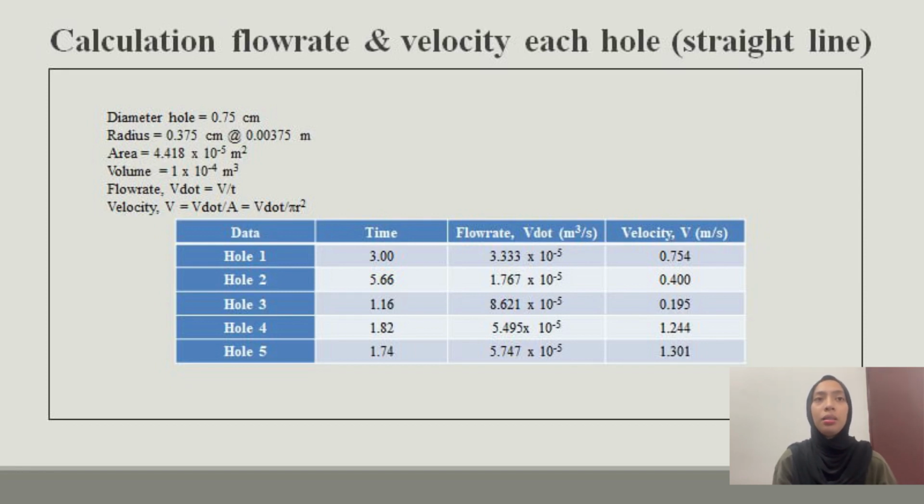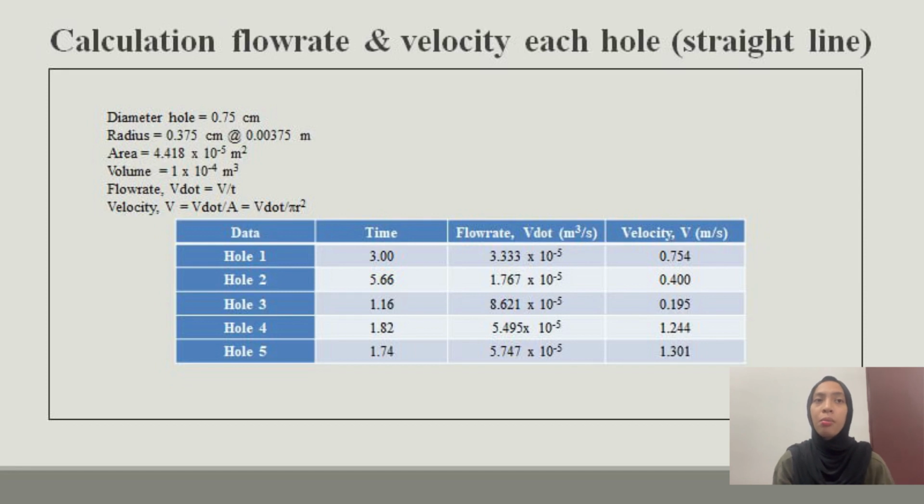Next, I will explain more about the calculation for flow rate and velocity for each hole for straight line. The diameter of the hole is 0.75 cm. The radius is 0.00375 meter. The area is 4.418 times 10 to the power of negative 5 meter square. The volume is 1 times 10 to the power of negative 4 meter cube. Then we have to calculate the flow rate and the velocity.